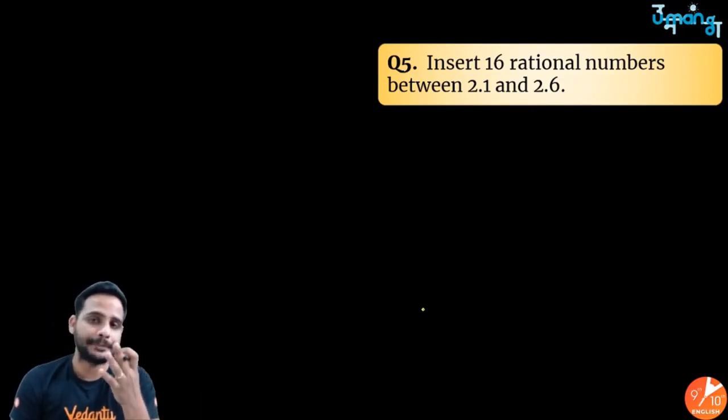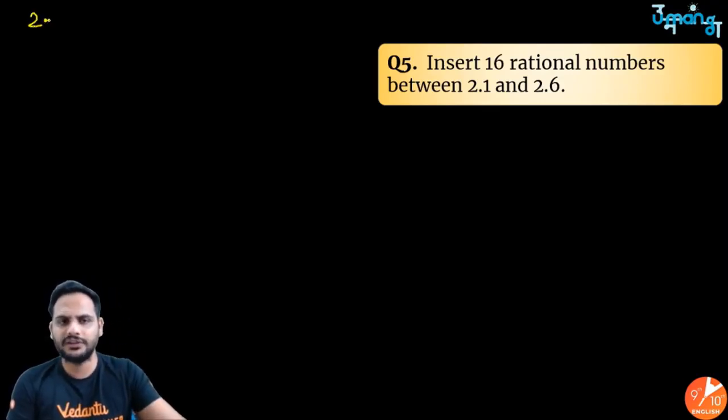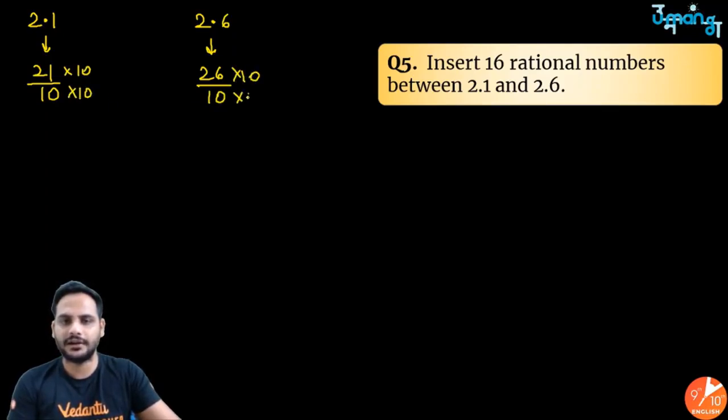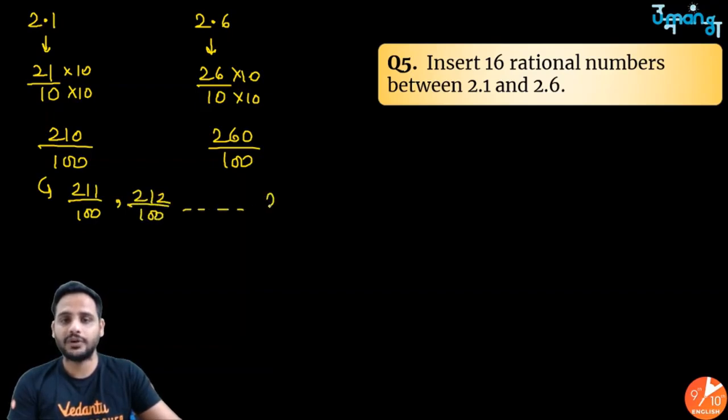Now here you can see that first you need to convert them in the fractional form. So 2.1, we know it, right? 2.1 we can write as 21 upon 10, and 2.6 I can write as 26 upon 10. So what you can do here, multiply this with 10 and 10, multiply this with 10 and 10. So you have got 210 upon 100, here 260 upon 100. So now from 211 by 100 to 212 upon 100 up to 259 upon 100 are the numbers in between them, right? Any 16 you want, right?